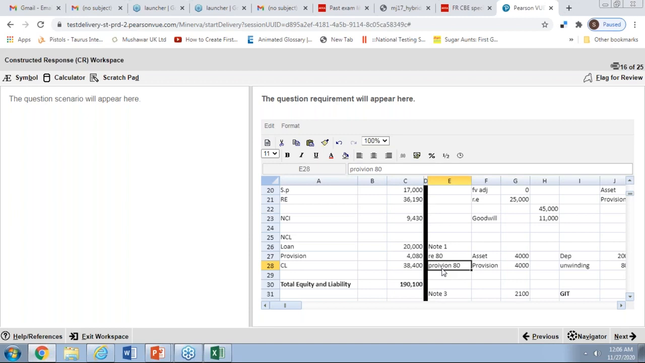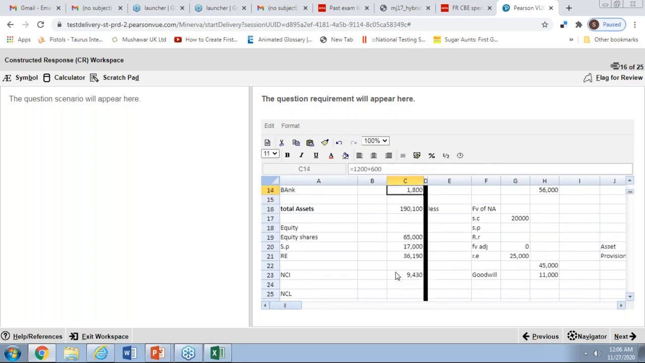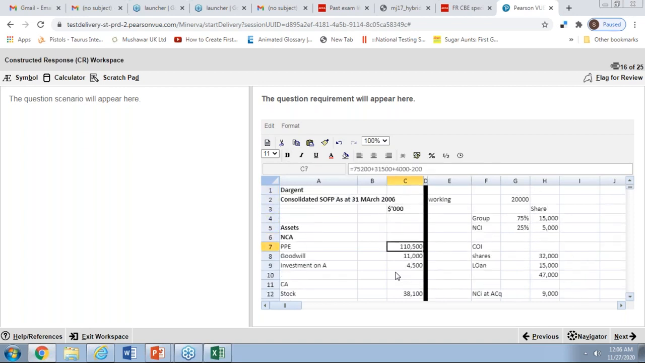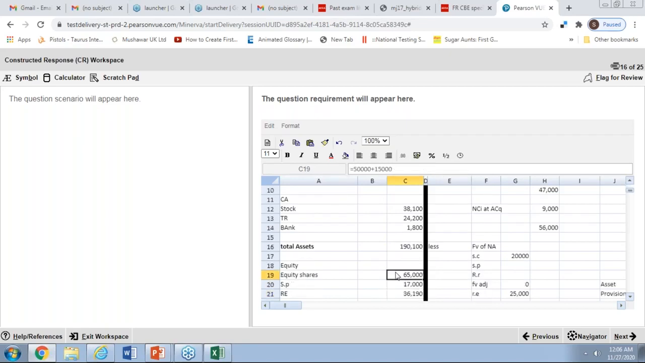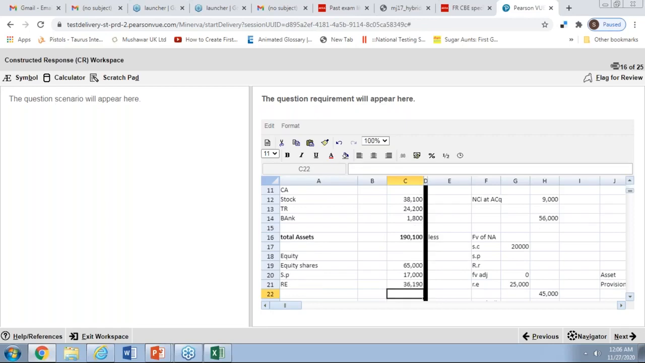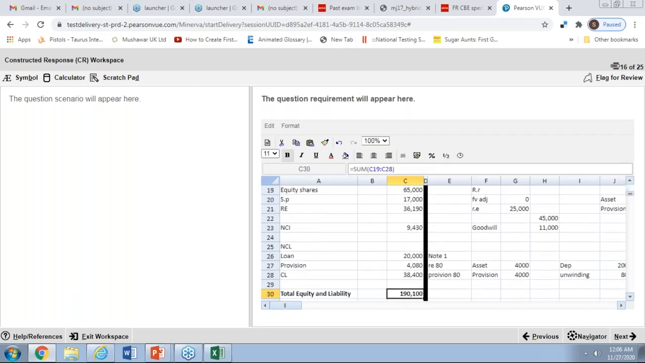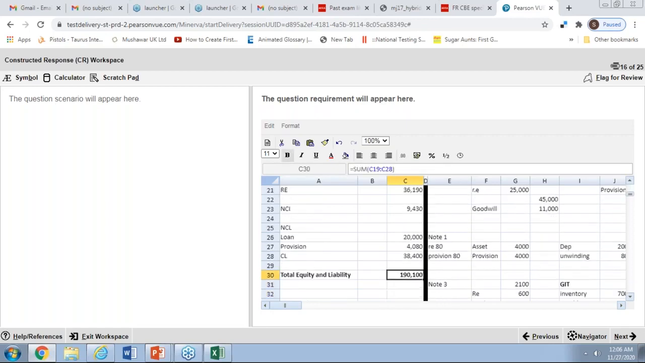Any other question from the student side? Please do ask. Anything you wanted to ask? Tomorrow we will start with the consolidated income statement first.